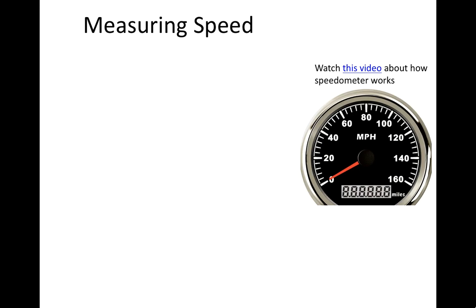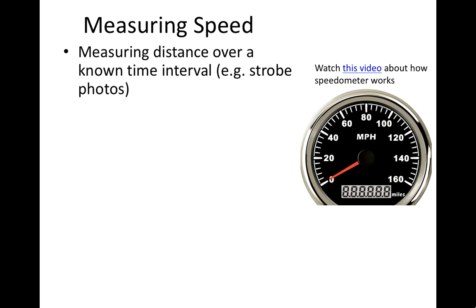This slide discusses some of the means by which we can measure an object's speed. One technique involves measuring the distance that an object moves over a known time interval. For example, you could photograph an object while a strobe light flashes at a regular rate. If you knew the rate of the strobe light, then you could determine the time between flashes. Dividing the distance moved from one flash to the next by that time, we can measure the speed of an object. And you're going to be asked to interpret strobe photos or dot graphs later on in this section.